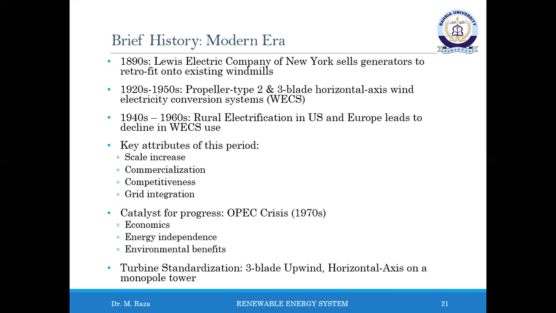The progress in green energy was made after the 1970s crisis, and the catalysts for progress were economic, energy independence, and environmental benefit. Now, wind energy systems are reaching their maturity. Turbine standardization has been established. As a standard, wind turbines have three blades in upwind direction and a horizontal axis on a monopole tower.